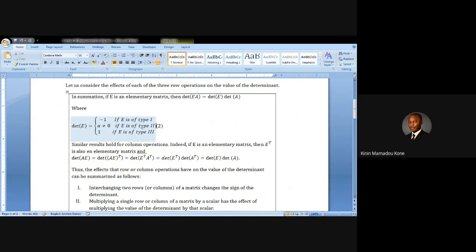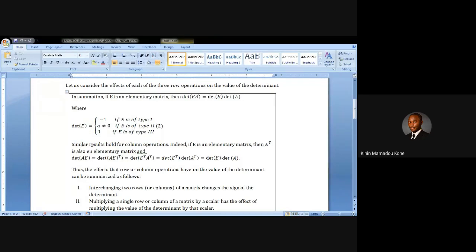A type 2 elementary matrix is when you scale by a non-zero constant alpha. You take alpha being a non-zero constant and then you scale your matrix. Now, if you calculate the determinant of that elementary matrix, you have alpha. Now, a type 3 elementary matrix is obtained by taking the identity and you multiply one row by a multiple and add it to another row. In that case, the determinant of that elementary matrix is going to be 1.